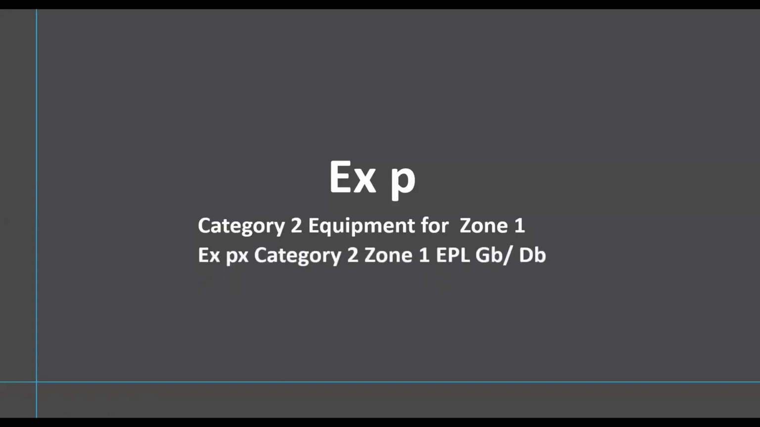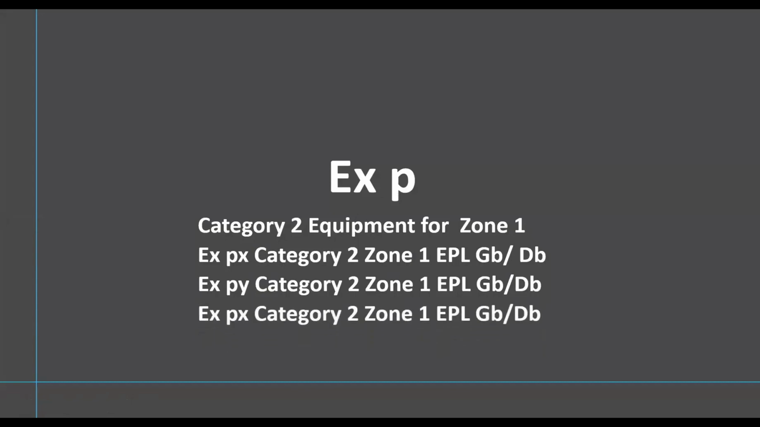EXP. This is category 2 equipment for zone 1. EXPX is category 2 equipment for zone 1. It can be used with gas or dust. EXPY is category 2 equipment for zone 1. EXPX, again, same. And EXPZ is category 3 equipment for zone 2.